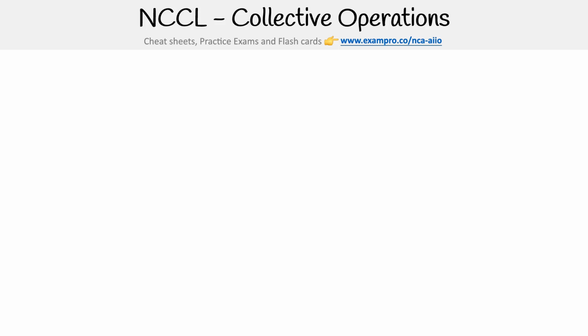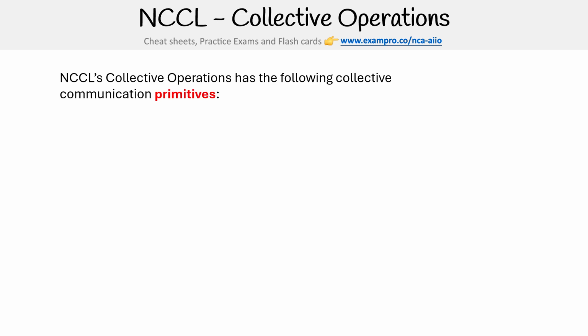I know we talked about NCCL early in the course, but because this part's a little bit heavier, I left the best part for last because I want you to go into your exam with this information as fresh as possible, because I felt that these questions here, talking about collective operations, were the finickiest, right? And so that's why I've put this at the tail end of the course. So NCCL collective operations has the following collective communication primitives.